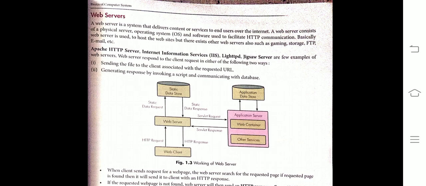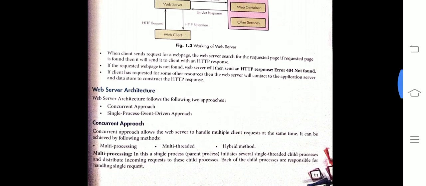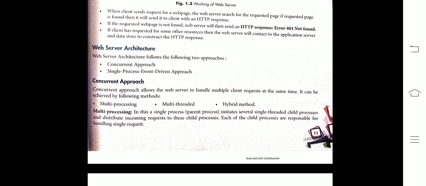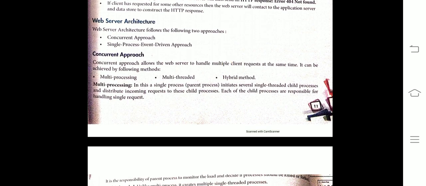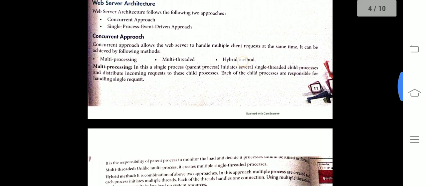So there are two approaches of web server also, and first we have to understand what is the work of a web server: sending a file to the client associated with the requested URL, uniform resource locator. Then web server architecture: concurrent approach and single process event driven approach. What is event driven? Whenever someone clicks on a particular thing, it is an event. Suppose we are clicking a particular icon with the mouse, it is also an event. So here the single process event driven approach is also followed.